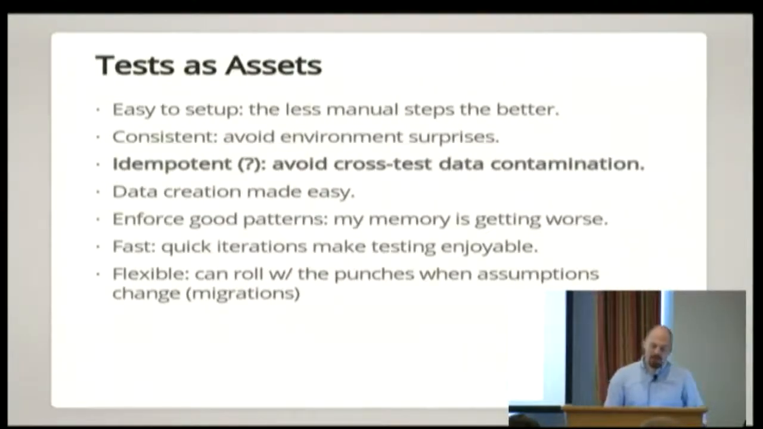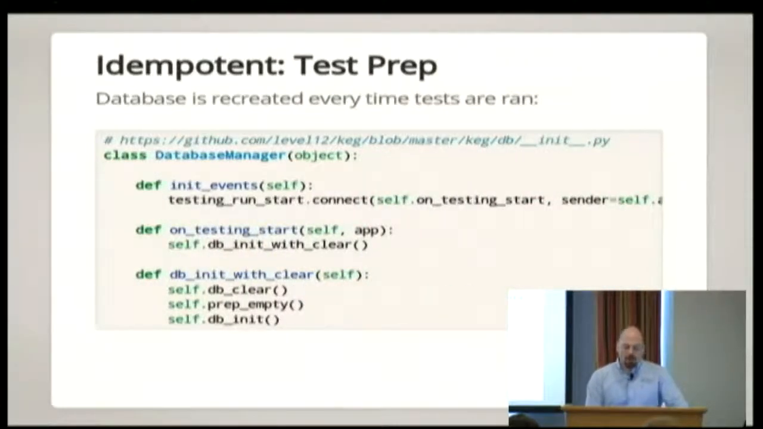Tests as assets: idempotent, avoiding cross-test data contamination. One of the things that we do at Level 12 is make sure that at the beginning of any test run, the entire database is cleared of all data and all schema, and the schema is recreated from the ORM. If you were not using an ORM, then you'd need some other mechanism of keeping the current schema, maybe a folder with a bunch of SQL files in it. Whatever you're doing, you should have the ability to take a fresh database and recreate the schema as your app needs it at that place in time.